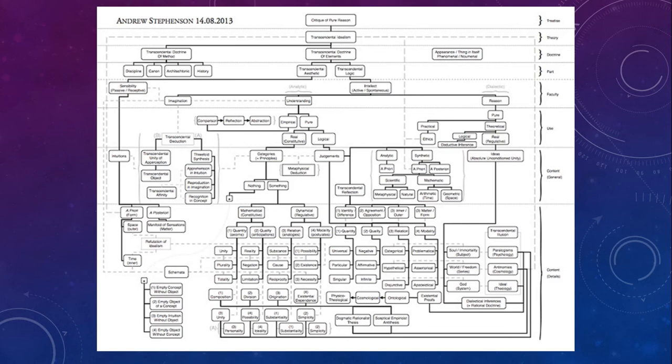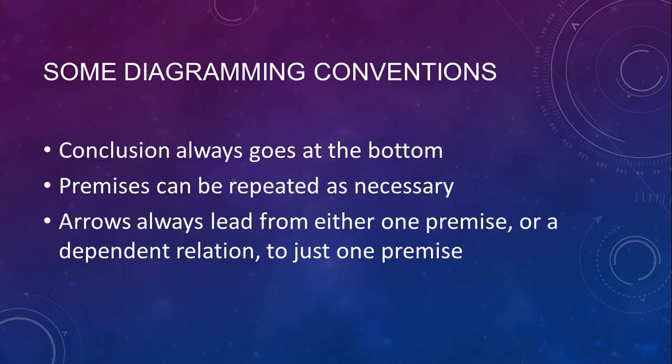And each one of those tiny little things at the very bottom there is not just like a sentence, it's a chapter of his book. It's like a subsection of the Critique of Pure Reason, which is about 400 pages long or something. So be glad that we're not doing that. Instead, let's just do some smallish argument diagrams.